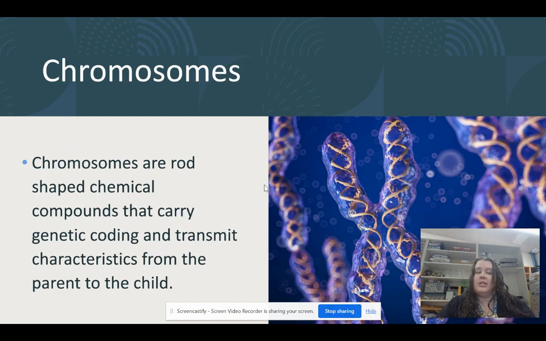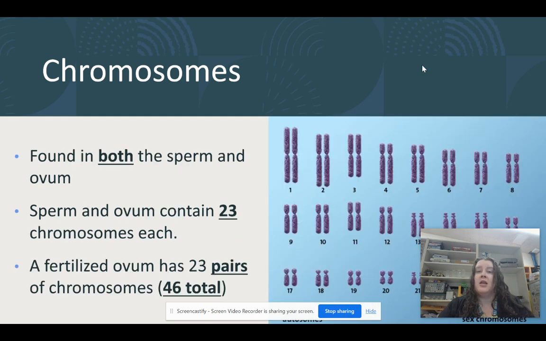Chromosomes. Another thing you need to know is that chromosomes are rod-shaped chemical compounds that carry genetic coding and transmit characteristics from the parent to the child. That part's not actually in your notes. That's just what they are. And this is a picture right here of what chromosomes look like under a microscope. What you need to know about chromosomes is that they are found in both the sperm and the ovum. So sperm and ovum have chromosomes in them.